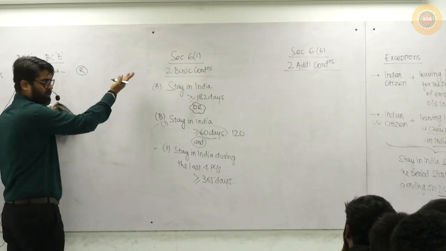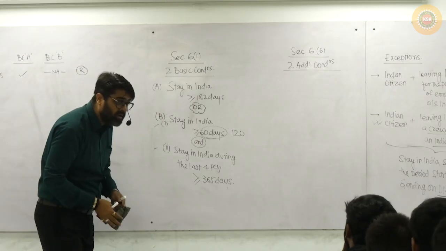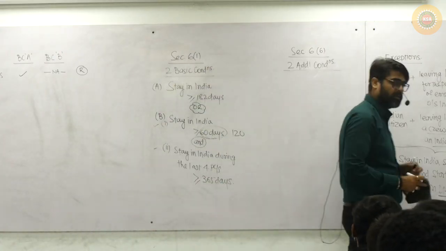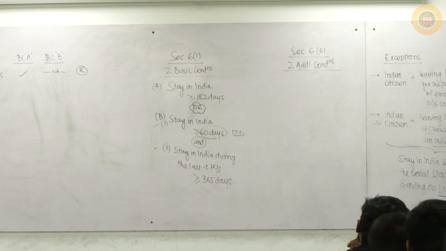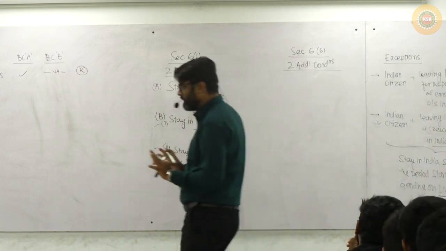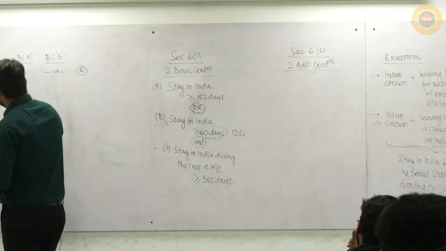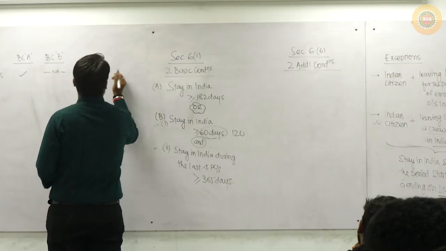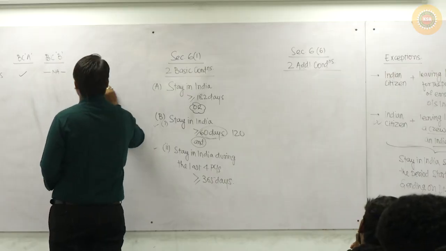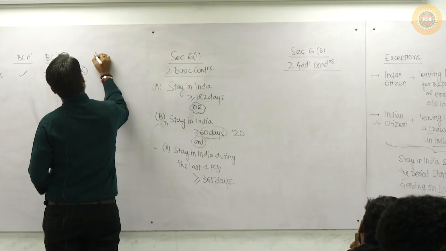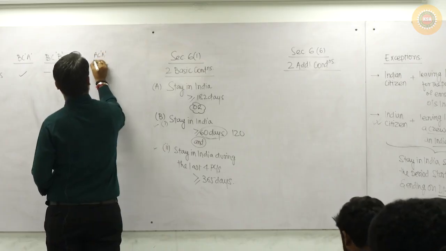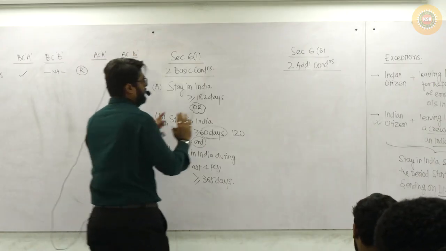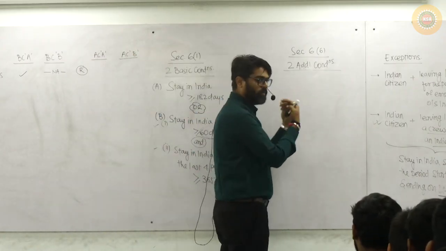After becoming resident, we will now check 2 additional conditions. What are those conditions? I will tell you, don't worry. But did you understand this? After you become a resident, then we are supposed to see whether you are ROR or RNOR. But for that, we'll have to check additional condition A also and additional condition B also. There are 2 additional conditions, which I am going to write now.